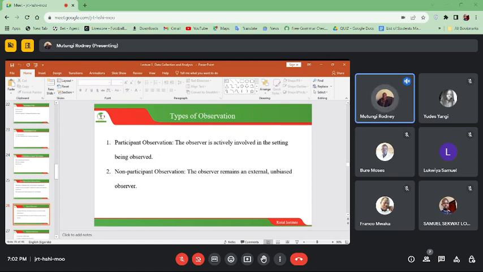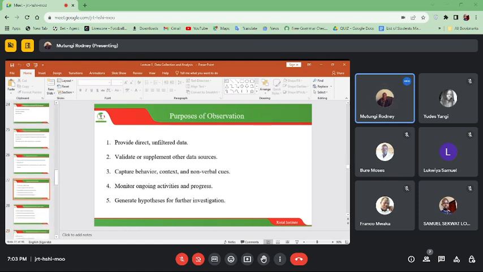Then non-participant is where you observe, of course, from a distance, or you do not participate, okay? You are just an external unbiased observer. So you look at those people from afar or near, but you do not participate. So the purposes could be to provide direct and unfiltered data.